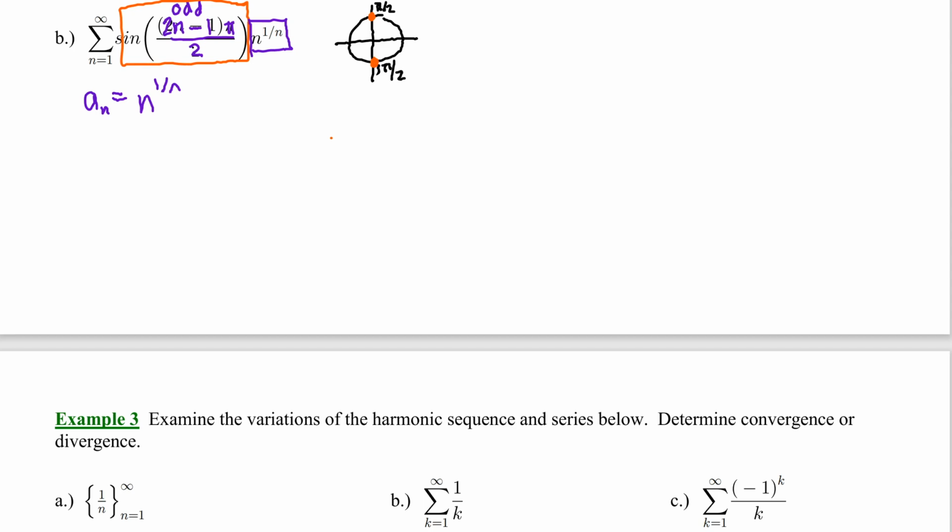If we can establish the fact that this is a decreasing function, then we know that it is non-increasing and satisfies the first tenet of the alternating series test. So let's find the derivative with respect to n of n to the 1 over n. Now, because we have a variable base and a variable exponent, we are going to need a left side over here so that we can apply logarithmic differentiation.